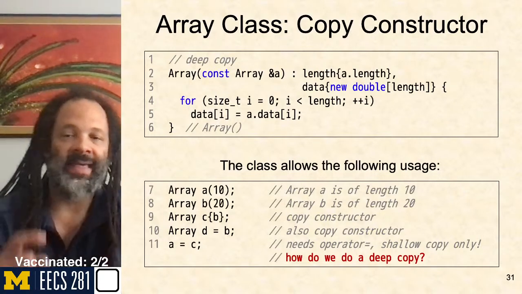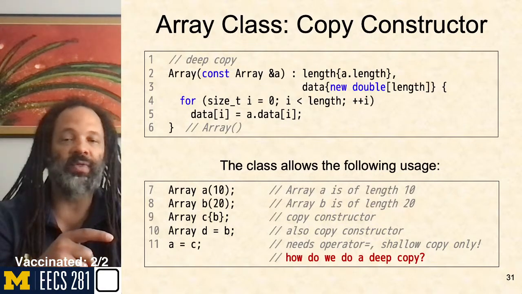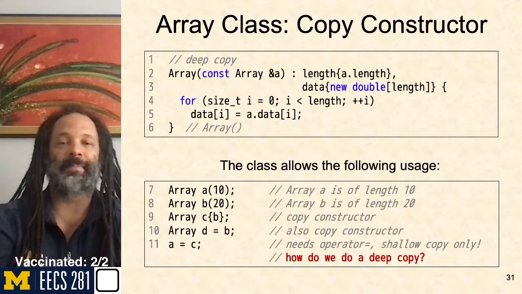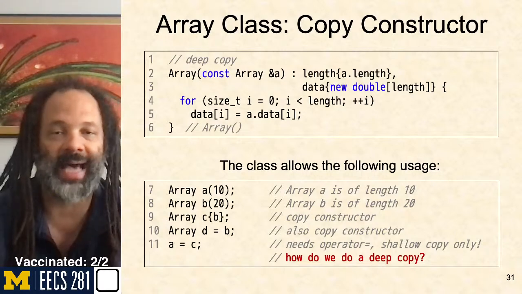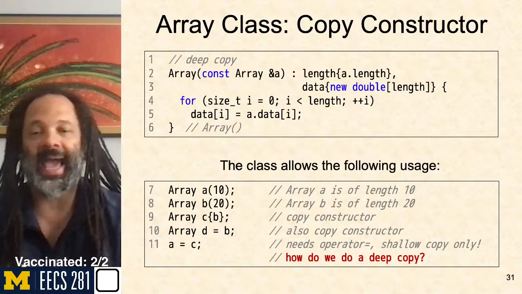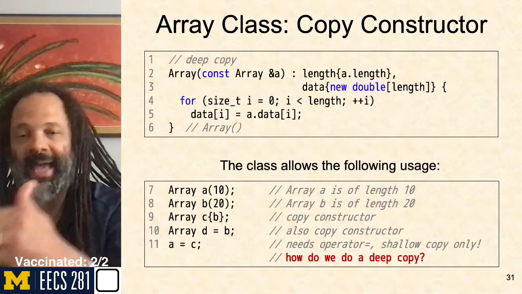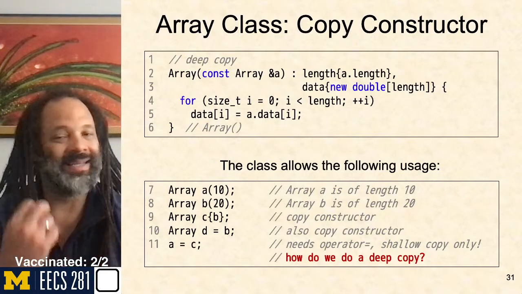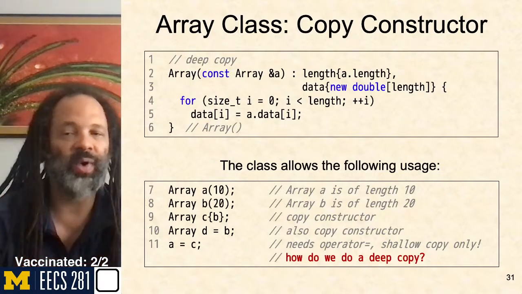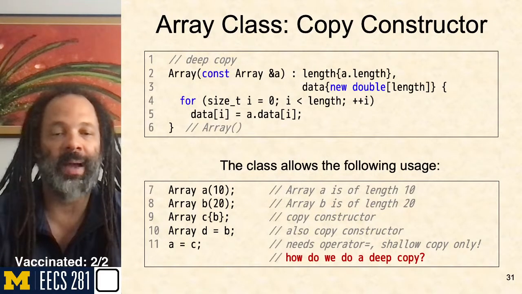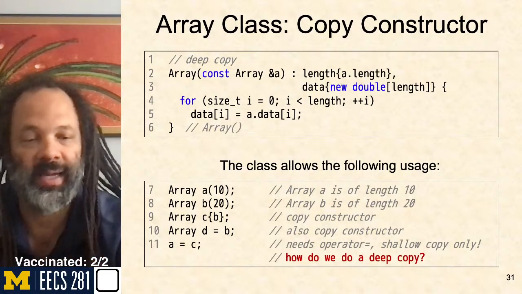All right? And then A equals C, I can do that, but this is going to give me shallow copy land. Remember, I talked about this member-wise copy. If I set A equal to C, it says A's length is C's length. A's data is equal to C's data. And since data is just a pointer, I've got two objects now pointing to the same memory block. So that's what's going on in this thing here.